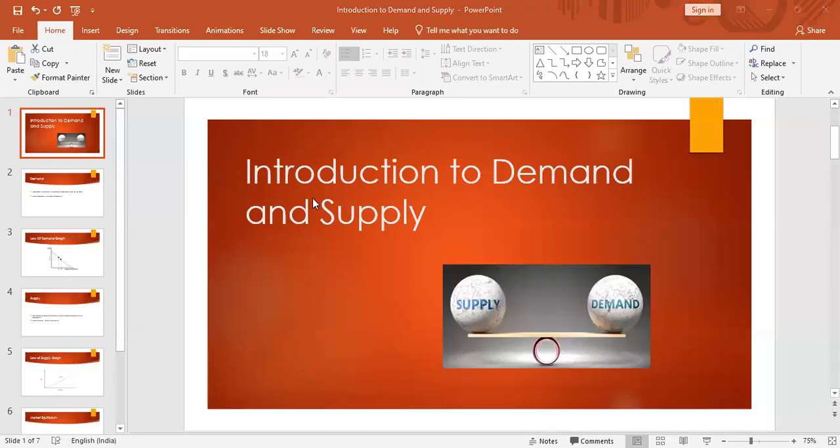So hi, I'm going to introduce demand and supply today. What is demand and supply? It's a very basic concept that is the foundation of economics.